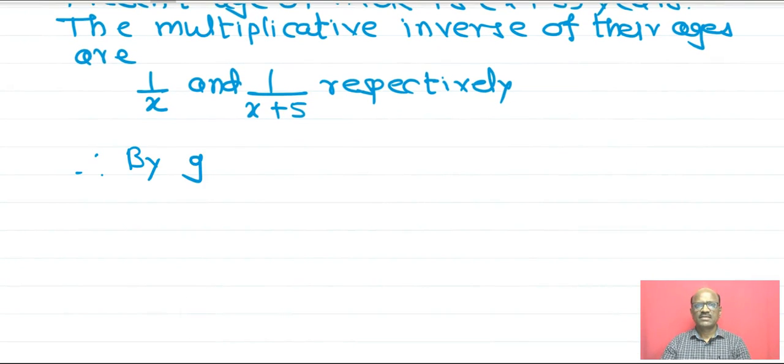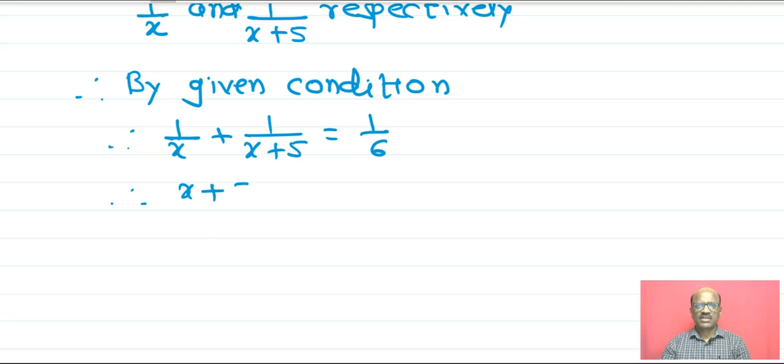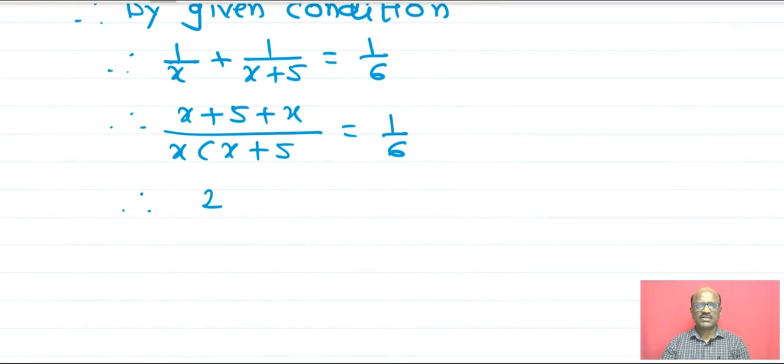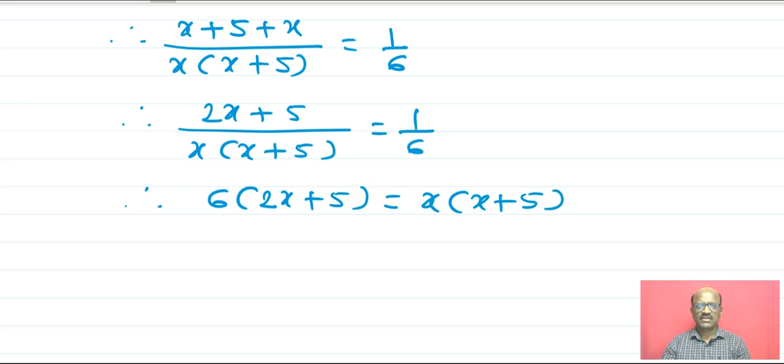Therefore, by the given condition, 1 upon x plus 1 upon x plus 5 is equal to 1 by 6. Now cross multiplication: x plus 5 plus x upon x in bracket x plus 5 is equal to 1 by 6. Therefore, simplify this: 2x plus 5 upon x in bracket x plus 5 is equal to 1 by 6. Make the cross multiplication. 6 in bracket 2x plus 5 is equal to x in bracket x plus 5. Now simplify this: 12x plus 30 is equal to x square plus 5x.